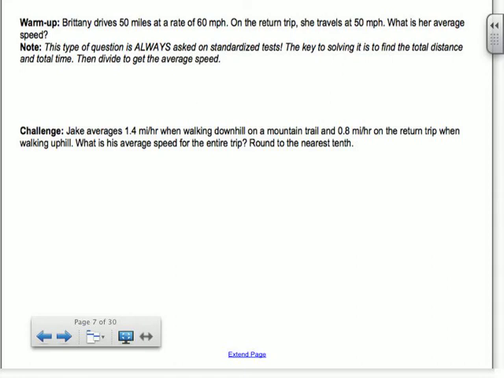Okay, so average speed. Sarek's laughing because he's made the same mistake in the past. So average speed is going to be.